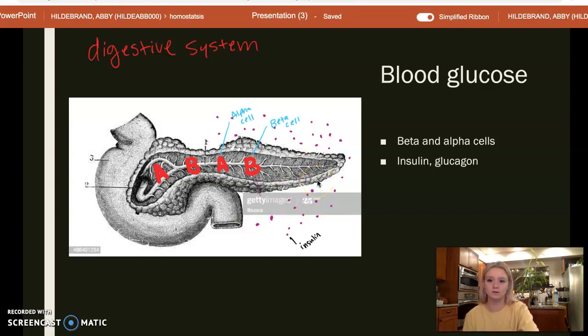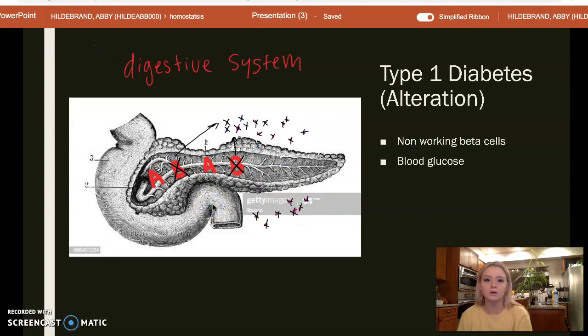Why isn't this working? Technical difficulties. Okay. This is type 1 diabetes, so they don't have working beta cells, so they don't make insulin. That means the blood glucose would just keep going up and up and up, and that is a huge problem for type 1 diabetics because high blood sugar can lead to many, many different problems.